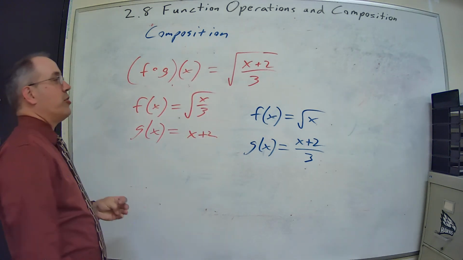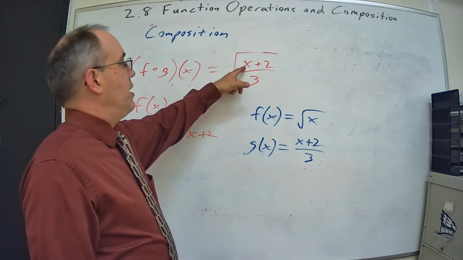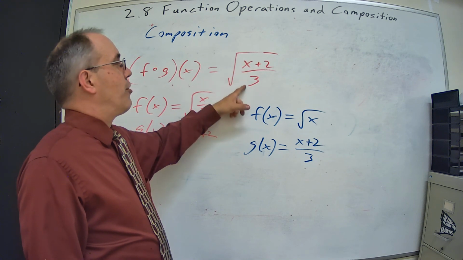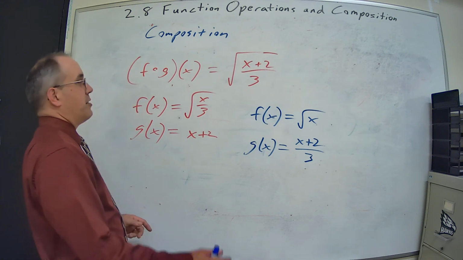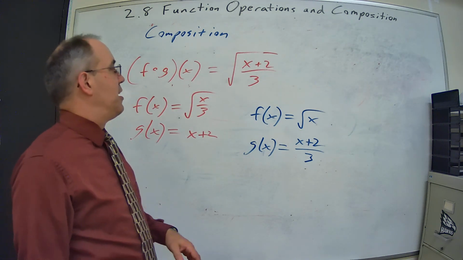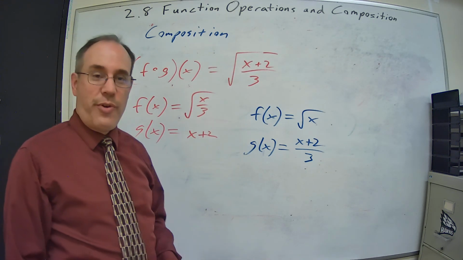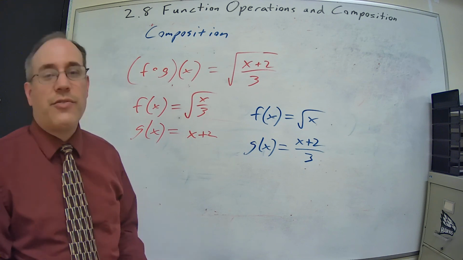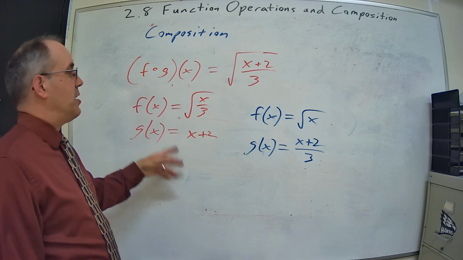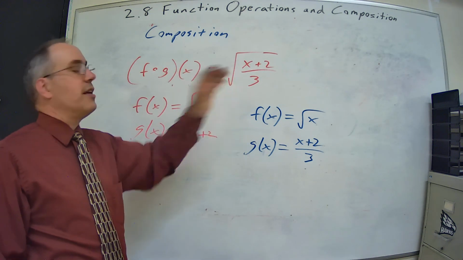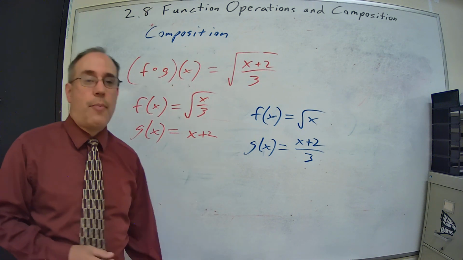And there are other ones we could come up with, because we could even look at this and say, well, isn't that the same as the square root of x over 3 plus 2/3? So therefore, I could say f of x is the square root of x plus 2/3, and g of x is x over 3. So lots of different possibilities. The goal is just to come up with two functions that, when you do the composite, gives you that final result. And that finishes it up, section 2.8, function operations and composition.